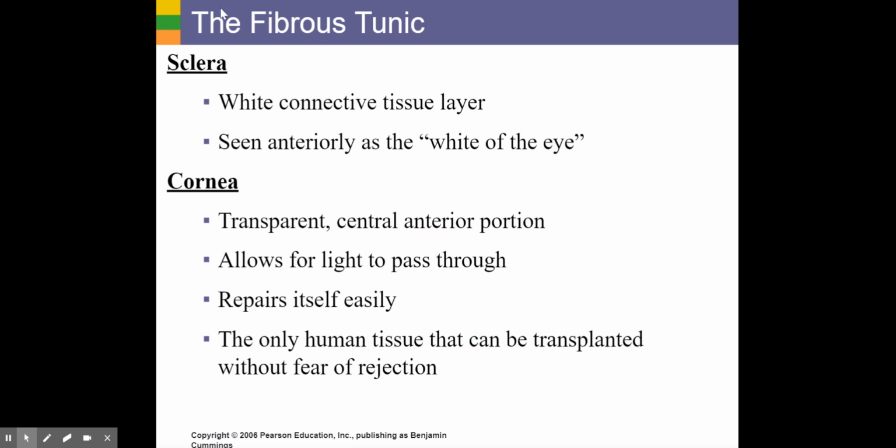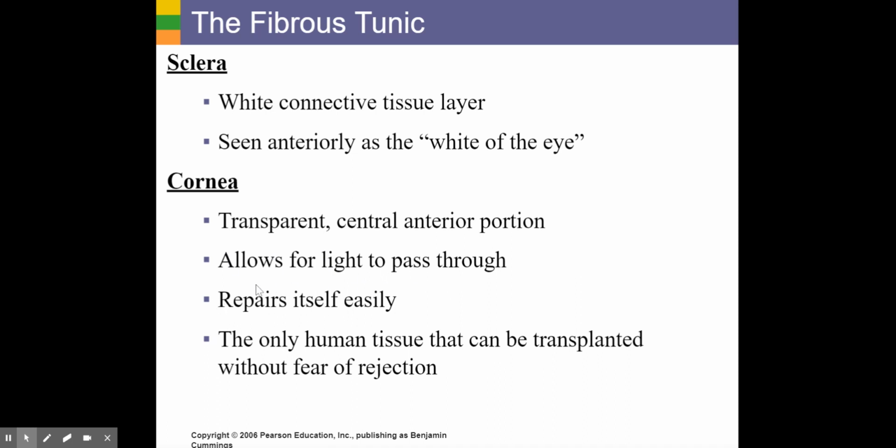The rest of those tunics then, so we'll start here with the fibrous tunic. We just talked about that. That's the sclera. That's the white portion of the eye. Anteriorly, we always call it the white of the eye. So that's the portion that we can see around the outside of the iris, or the colored portion. In front of the sclera is what's referred to as the cornea. So this is just that area which allows light to pass through it. We refer to it as the transparent central anterior portion of the eye. It does allow light to pass through it.